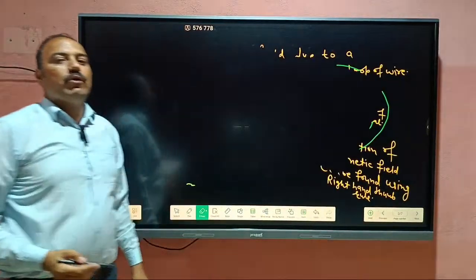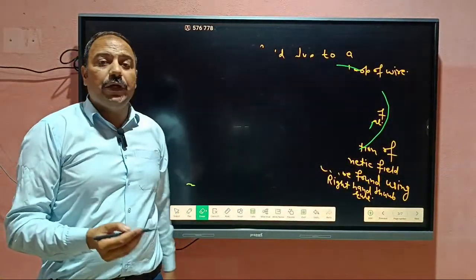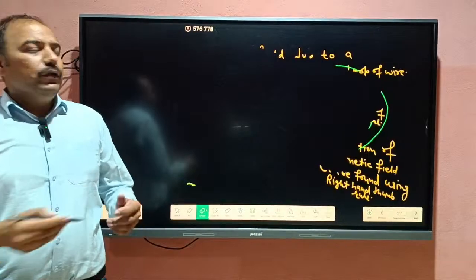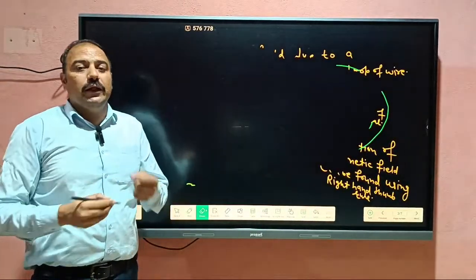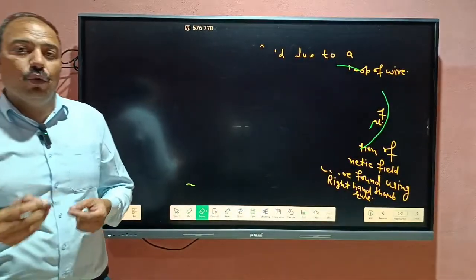So next we study about the solenoid. The solenoid is an application of a current carrying loop. If we bend many coils into many circular loops, that is known as a solenoid.